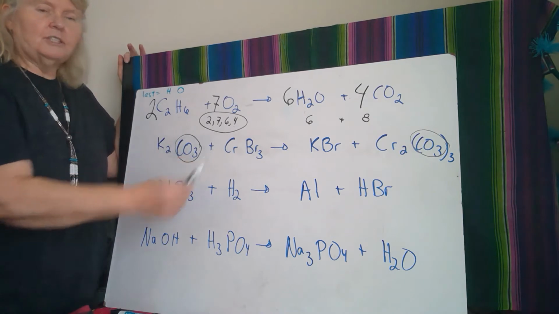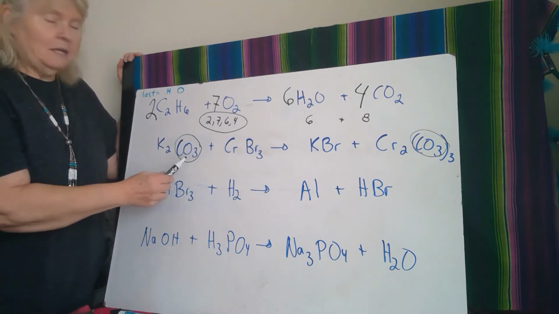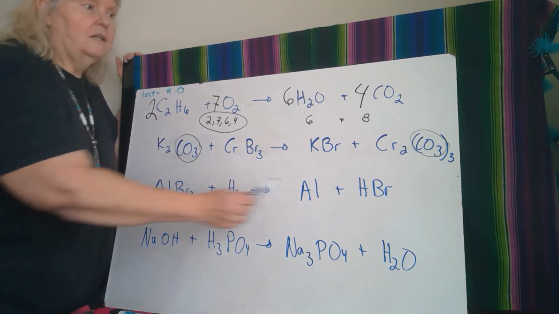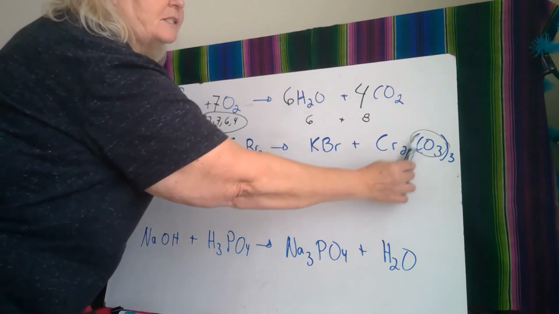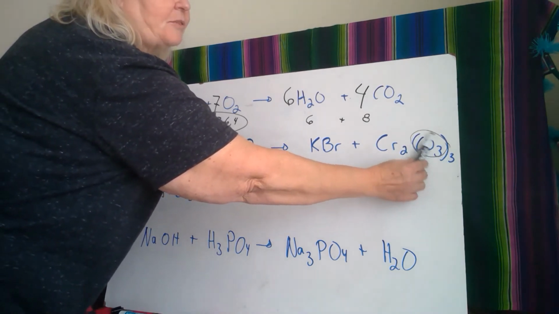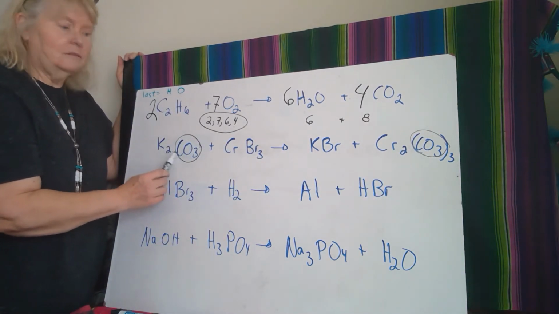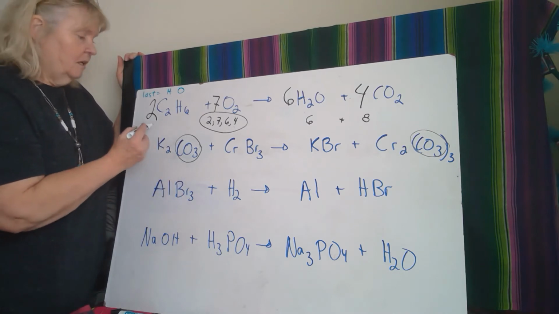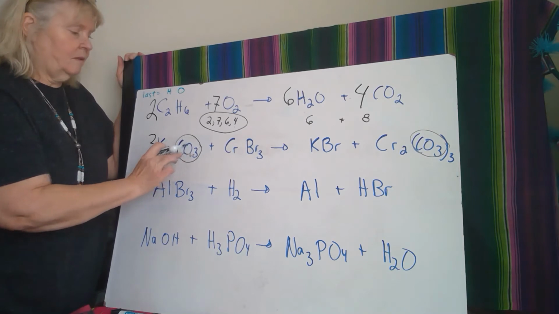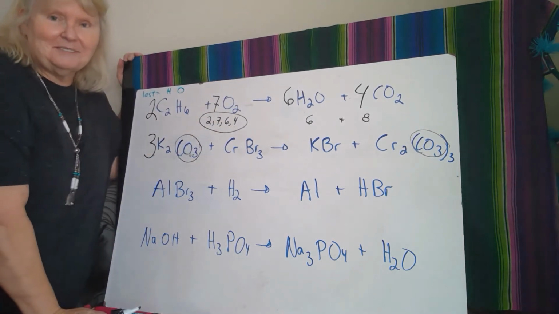Now, does it matter which element or ion I start with? No. But since I'm talking about CO3, let's do it. I have one CO3. Over here I have 3 CO3s, because remember this 3 is part of the carbonate. So 3 carbonates, I need to have 3 here. Can't stick it in the middle, can't put it down here. I'm going to put it as a coefficient in front of this whole thing. So now 3 CO3s, 3 CO3s.